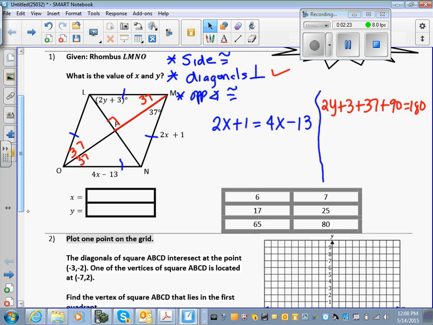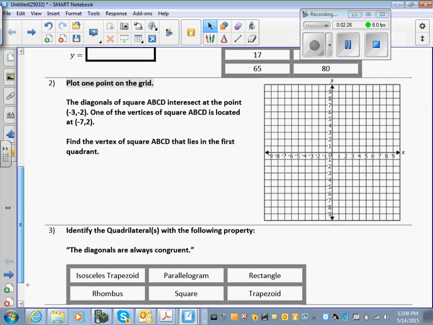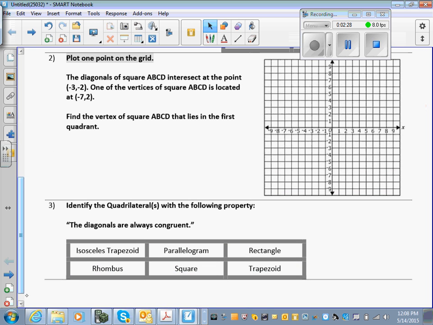All right, going to number 3. It says plot one point on the grid. That's all they ask you to do. On the SOL, if you try to plot more than 1 point, it's not going to allow you. So just make sure you follow the instruction.